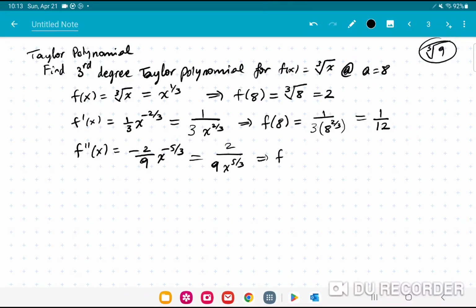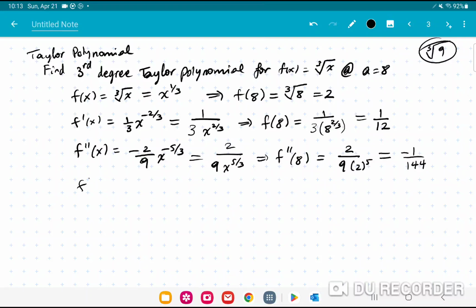We're going to stick 8 in. That will give us minus 2/9 times 2 to the 5th. Okay, that's 2/9 times 32 comes out as minus 1/144.